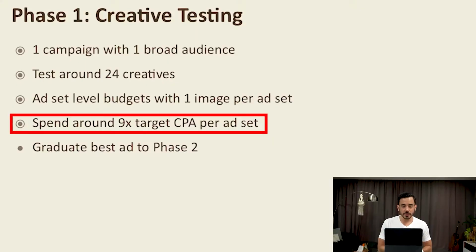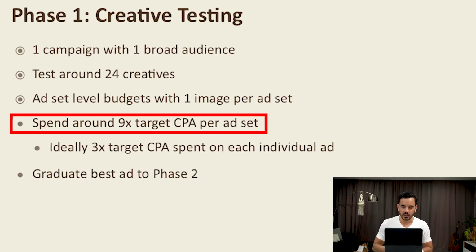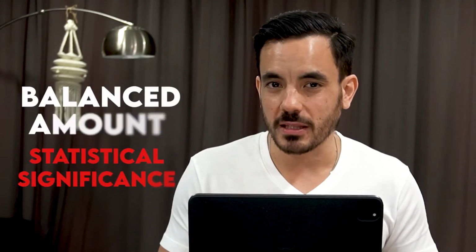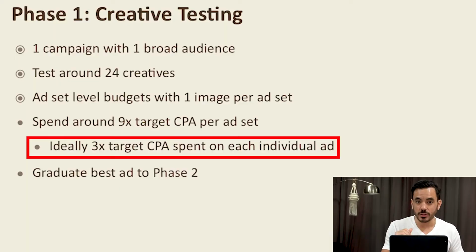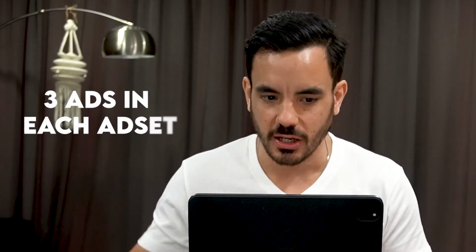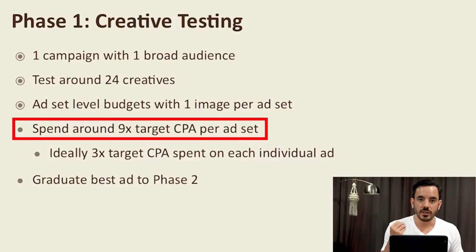And you want to spend around 9x your target CPA per ad set. That 9x comes from the fact that for a balanced amount of statistical significance, you probably want to spend about 3x your target CPA on each individual ad. There's going to be 3 ads in each ad set, so 3 by 3 is 9. So around 9x your target CPA is your budget at the ad set level.